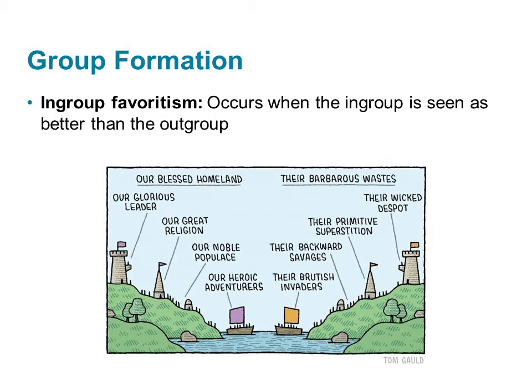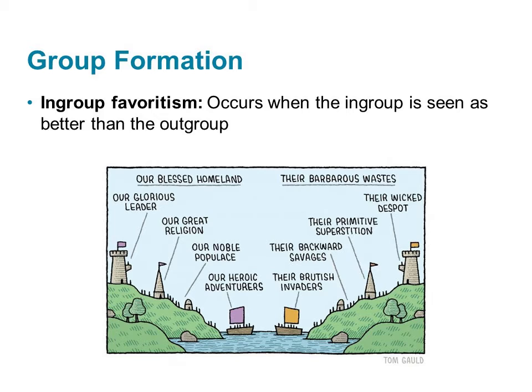In the graphic on the slide, you can see two different groups, us versus them. Even though the castles and the boats are the same on both sides, the way that we tend to label and think about our group is usually in a positive manner, whereas we often think of the other group, the they, in negative terms. Our castle is where our glorious leader lives. Their castle is where the wicked despot lives. Our religion is great. Their religion is primitive superstition.